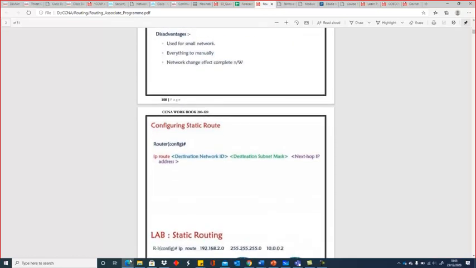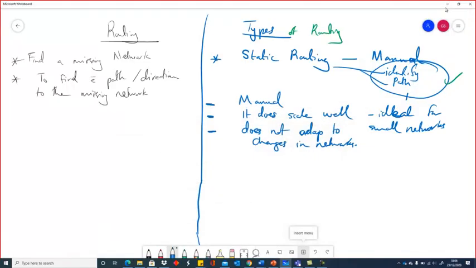Now the disadvantage is that it's used for small network sizes, as you mentioned. So assuming you have a big network, you wouldn't go with static routing, and everything is also manual. So it means that there's so much work to be done. Again, as I mentioned, when there's a change, it doesn't do it automatically. You would have to go in and make changes to the path. Is that clear? All right. So this is what static routing is.